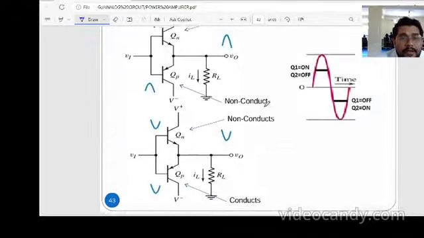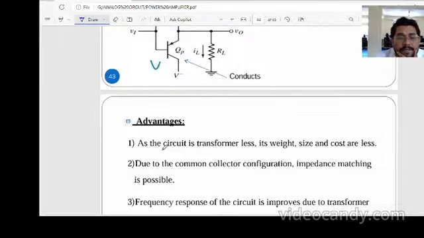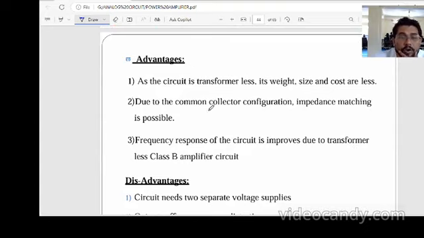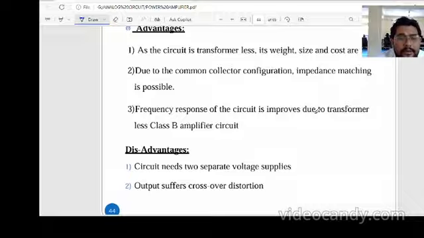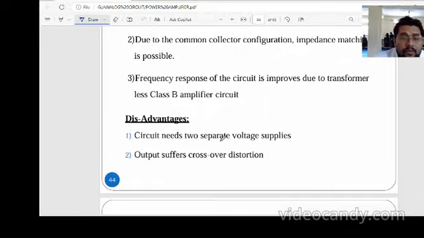So this is the class B amplifier. One transistor conducts for one half cycle and the other for the other cycle. If the circuit's transformer is not used, then weight, size and cost are reduced, due to the common collector configuration. Impedance matching is possible. The advantage is that frequency response can also be improved. The disadvantage is that the circuit needs two separate voltage supplies and two output buffers.